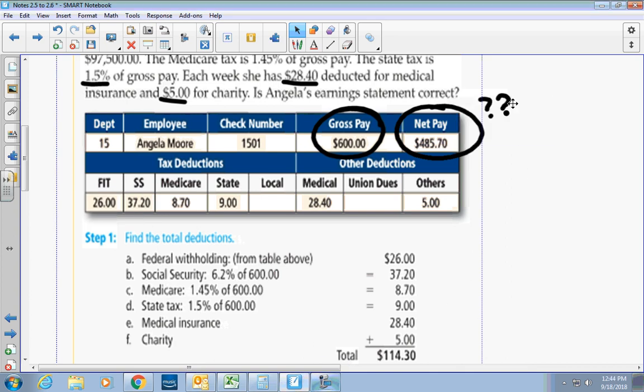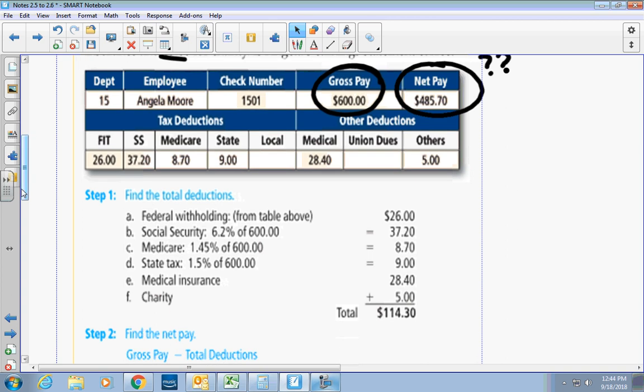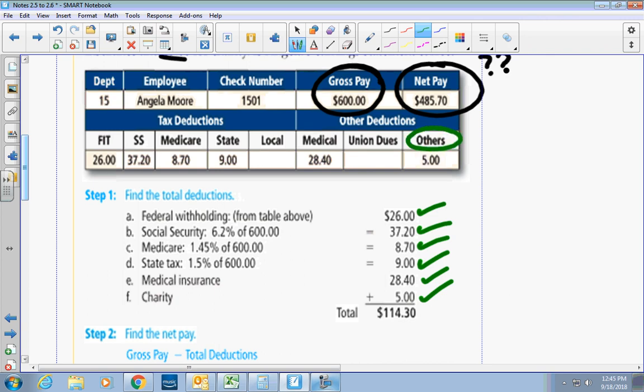So we're going to take each of our deductions and we're going to add them together. So the $26, $37.20, $8.70 from Medicare, $9 from state, $28.40 for medical, and $5 from our charitable giving. Notice that our charitable giving says others, los otros. So that is our charitable giving.